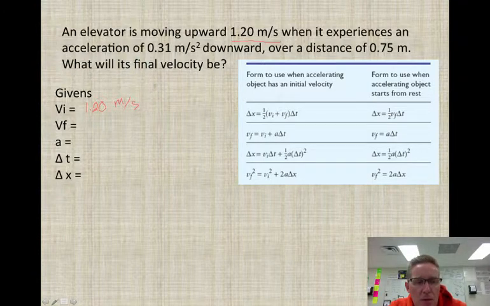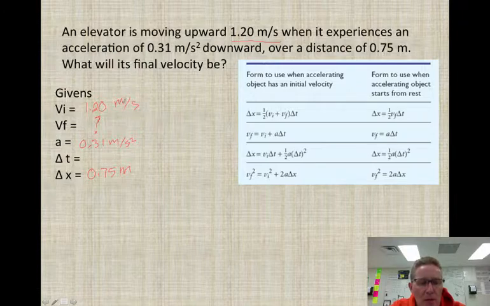And experiencing an acceleration of 0.31 meters per second squared. And then it goes a distance of 0.75. And then what will its final velocity be? So that's what we're finding here. For some reason I'm having trouble making question marks.